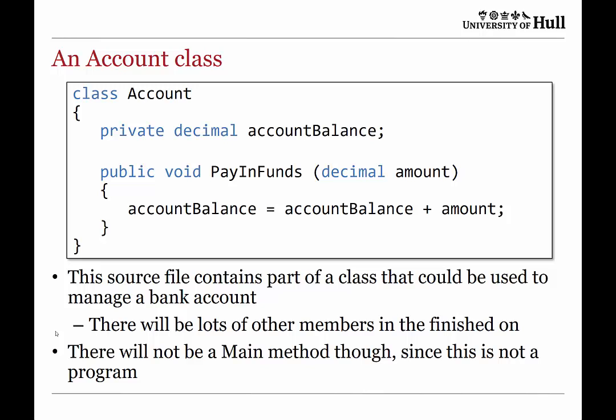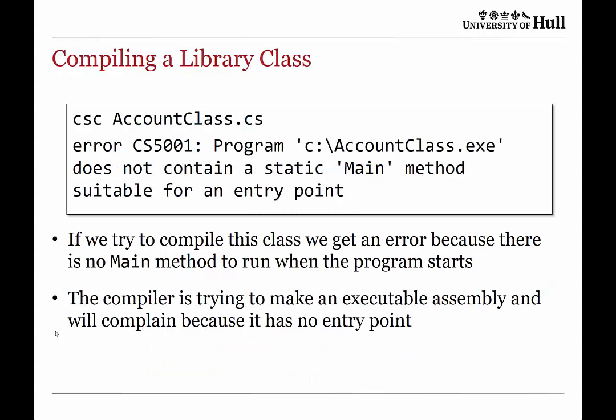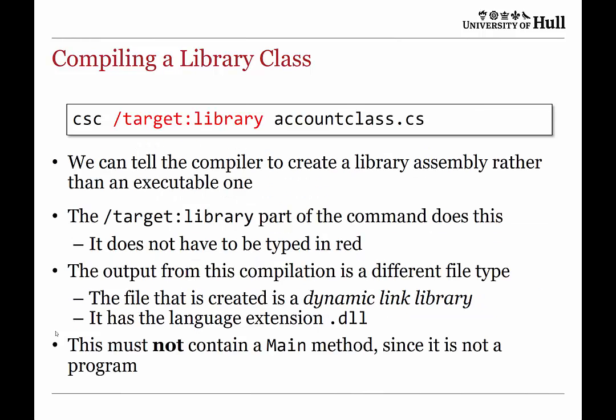Same with my account on the other screen that you can't see. This guy here has no main method, try and compile him, bam! Don't like that, no main entry point. That's because libraries don't have entry points. You're never going to run it as a program, it's just a library. What I have to do is change my compile command to say, make me a library please, not an executable.